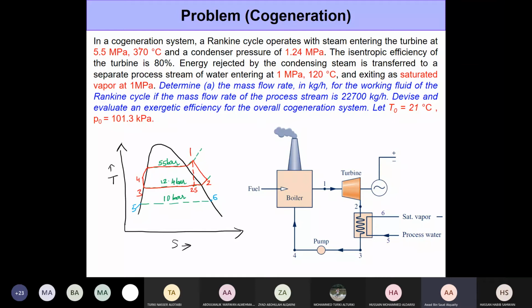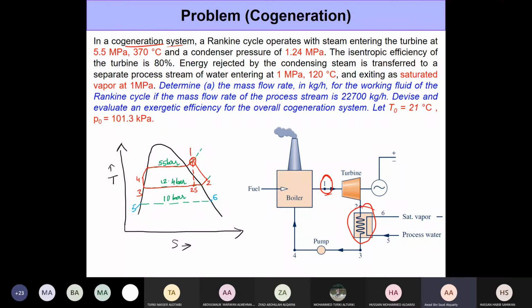So here we are dealing with a cogeneration system. The Rankine cycle operates with steam entering the turbine at state 1 at these conditions, 55 bar and 370 degrees Celsius. So that's state 1. The condenser pressure, right? This is the condenser here. The condenser pressure is 12.4 bar.